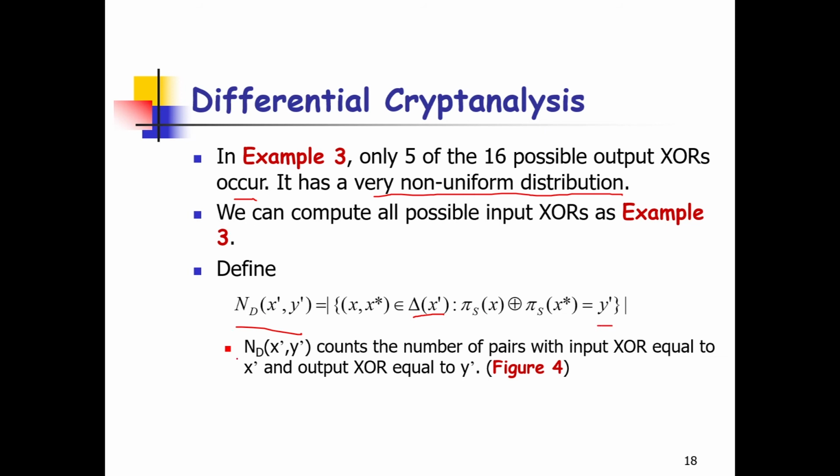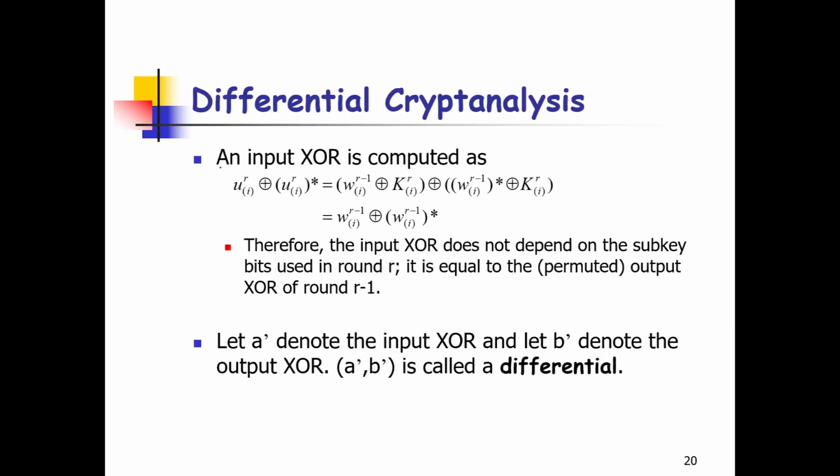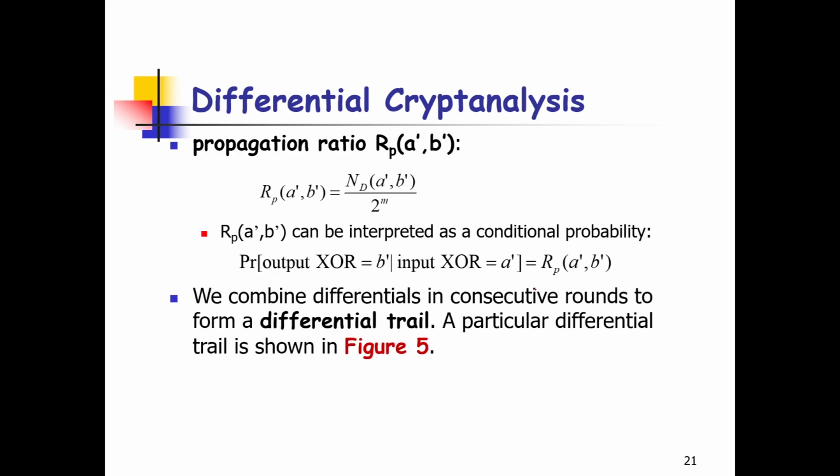Now we can make a table from the input difference and the output difference, like here. Here we can see, for calculating the input XOR to the output XOR, we are not considering the rth round, as I have discussed earlier. So the rth round key should not be considered in the upper encryption process. So this is how differential cryptanalysis works.